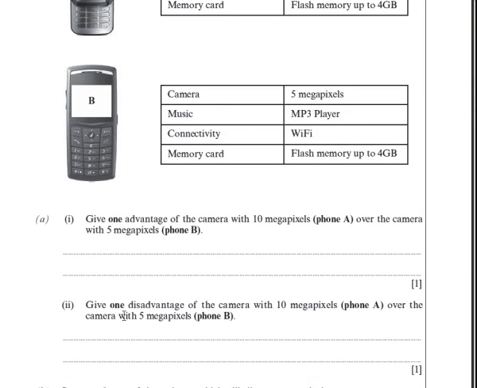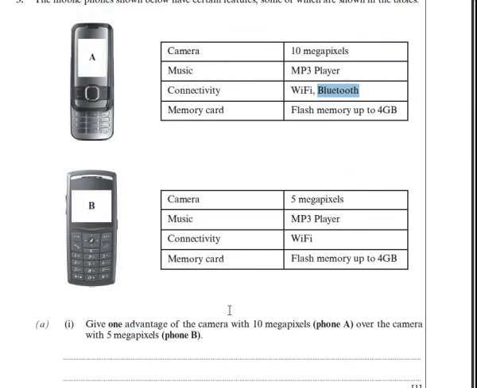Question 2. Give one disadvantage of the camera with 10 megapixels, phone A, over the camera with 5 megapixels, phone B. Now if you look at the different characteristics, there isn't anything that phone B has which phone A doesn't have. One thing you can say though, because it has got a 10 megapixel camera, the size of the photos on phone A are going to be larger than the size of the photos on phone B.